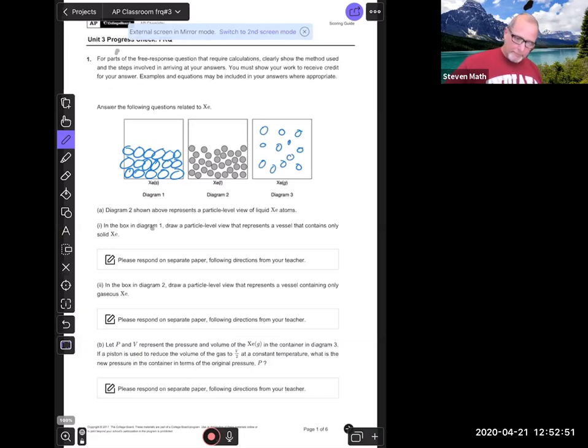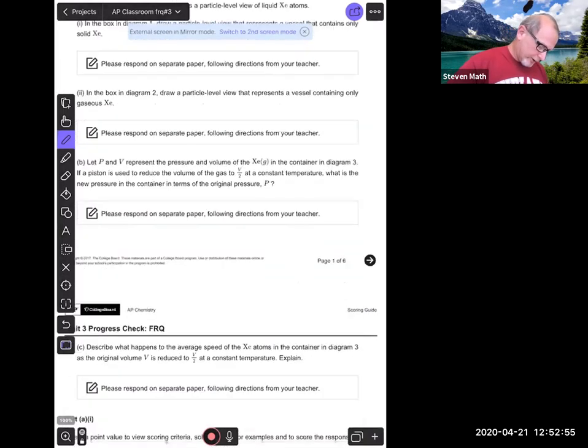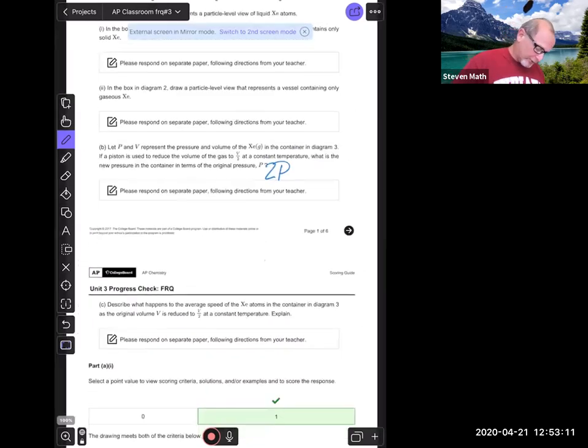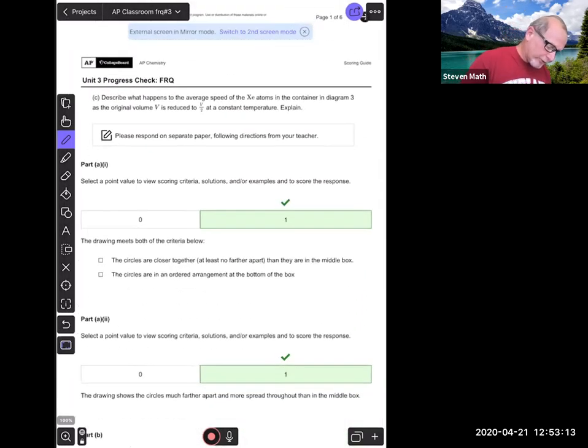Then it says, please respond on a separate sheet of paper, but let P and V represent pressure and volume, so if V goes to V over 2, and for the most part, everybody here said it would be 2P, or double the pressure. That was not a problem for us on this problem. Describe what happens. Now, C was a totally different story.